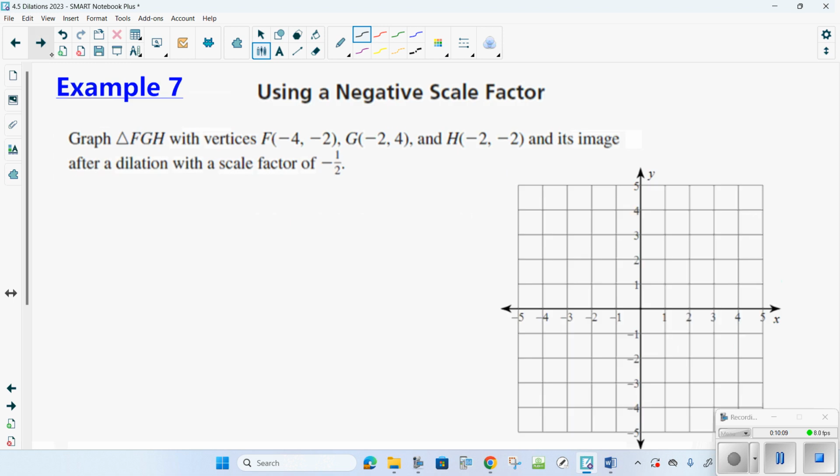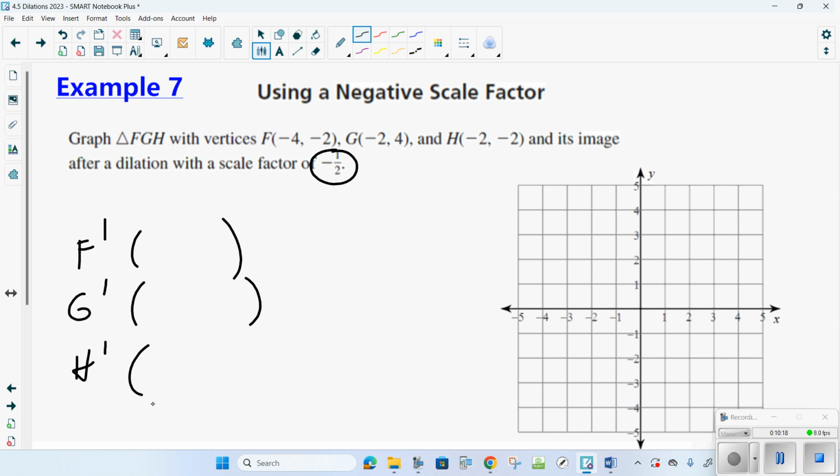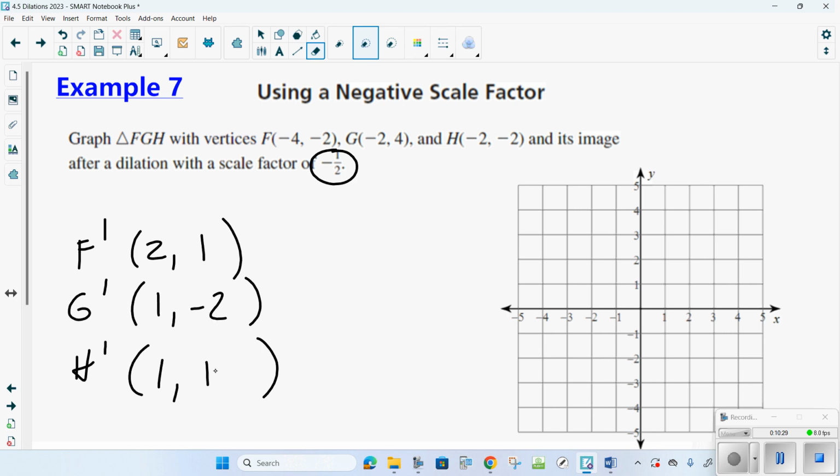So here we go. I have a scale factor of -1/2. So I'm going to do my points again. So F prime, G prime, and H prime. And I'm going to multiply by -1/2. So +2, +1. +1, -2. And then +1, +1. So the original picture, -4, -2, -2, +4, and -2, -2.